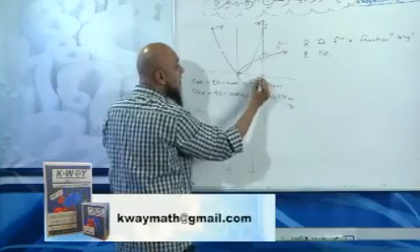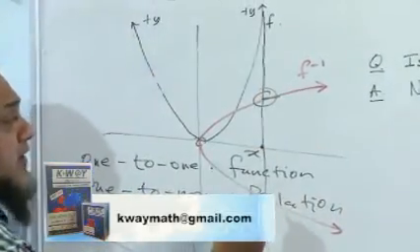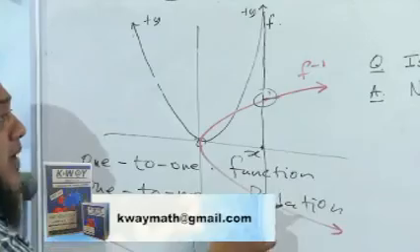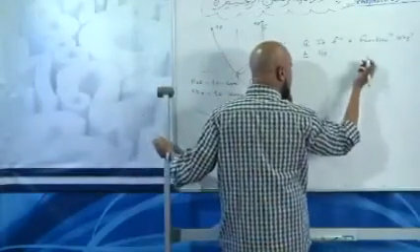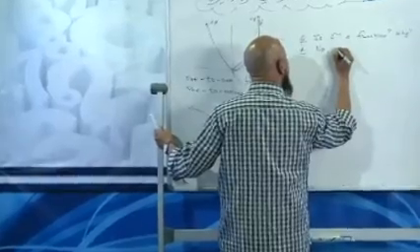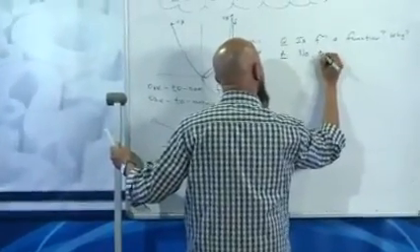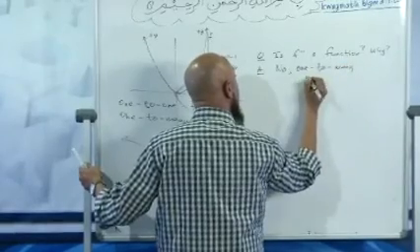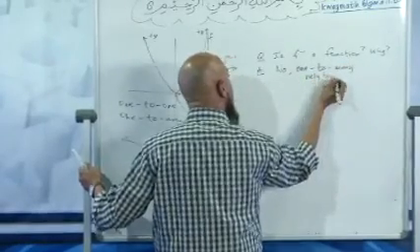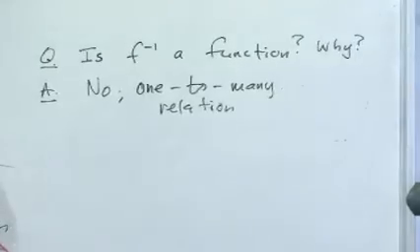For one x value, I've got many y values. So is f of minus 1 a function? No, it's not a function. Why? Because it's a one-to-many relation, meaning that for one x value, you've got many y values.